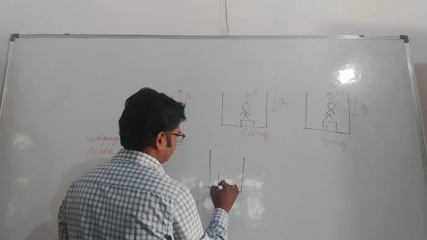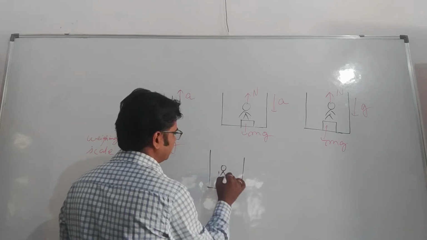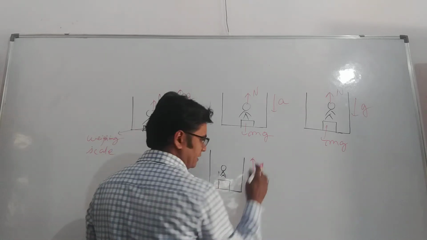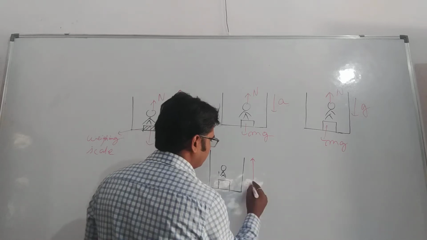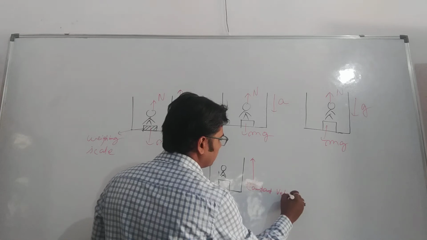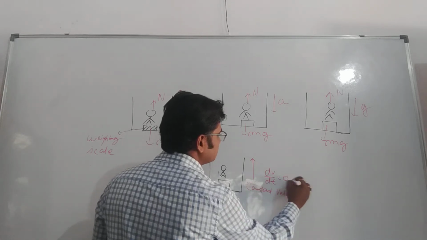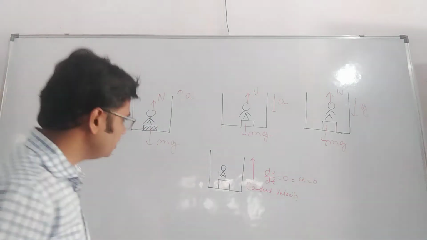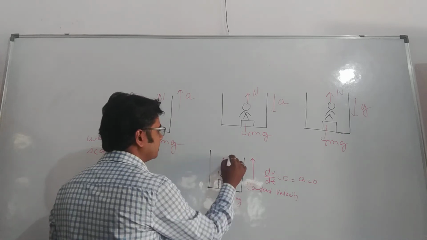Suppose we have got a weighing scale out here and you are standing like this, and the lift is moving upward with a constant velocity. Constant velocity means dv by dt is 0, means the acceleration is 0. Fine. It will also have its own free body diagram, say mg and say N.